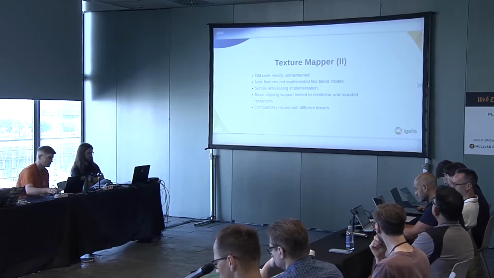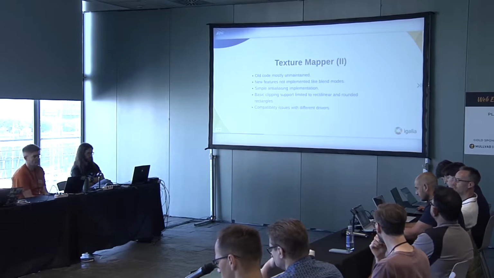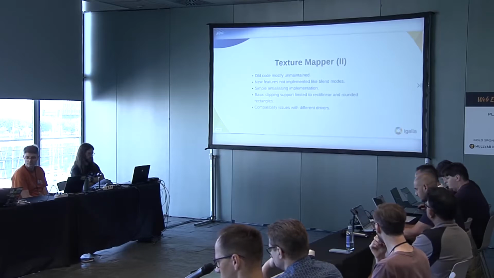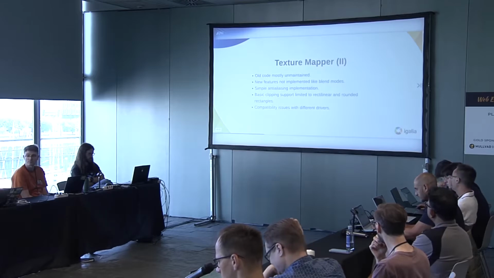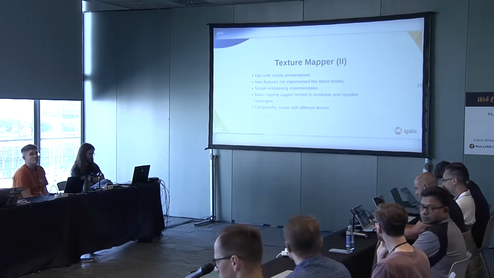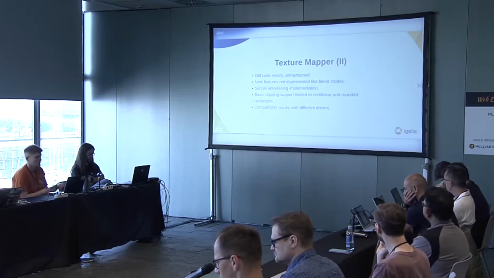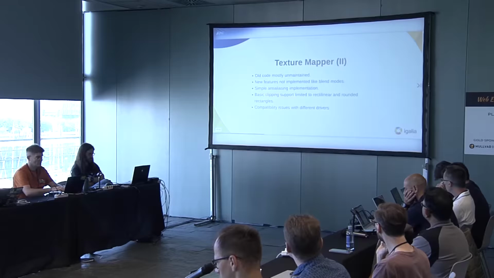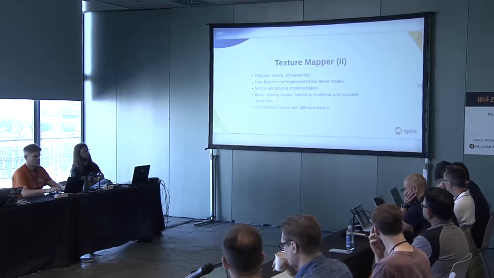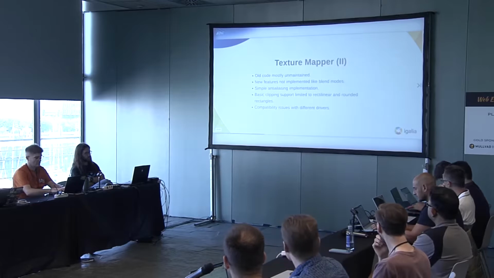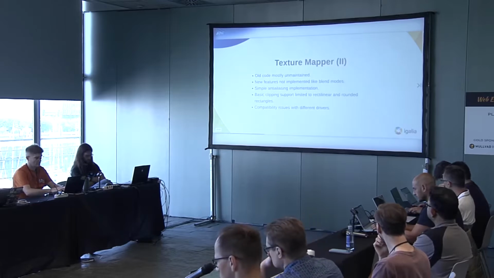So we have old code that is currently mostly unmaintained. New features like the blend modes were never implemented in TextureMapper, for example. The anti-aliasing implementation is quite simple. Same for clipping, which is kind of limited to rectilinear and rounded rectangles. And it also has compatibility issues with different drivers.